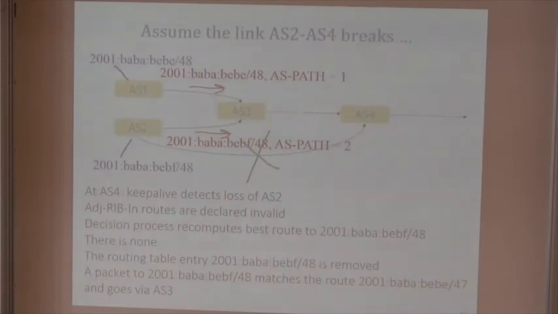But there will be a route corresponding to the aggregated prefix that was received from AS3, not shown here, but AS3 had sent to AS4 the aggregated prefix that will continue to exist. So when packets from AS4 have a destination in AS2, they will now match the only existing prefix, which is the shorter one, and they will go via AS3 to AS2. Right. So what is the take-home message?